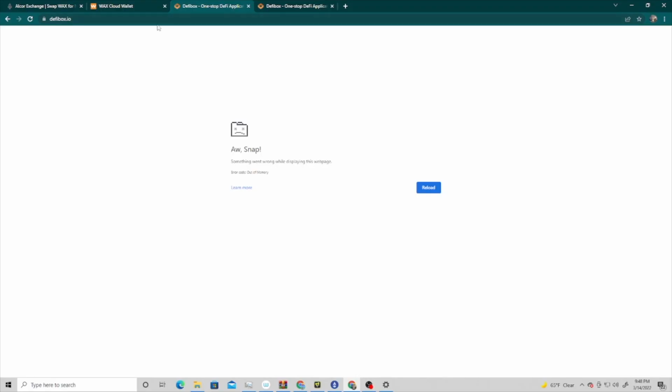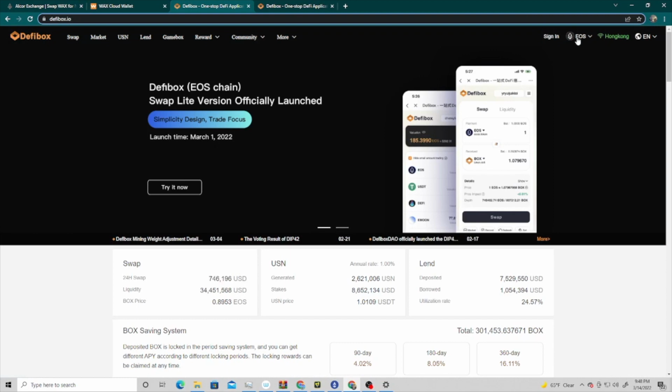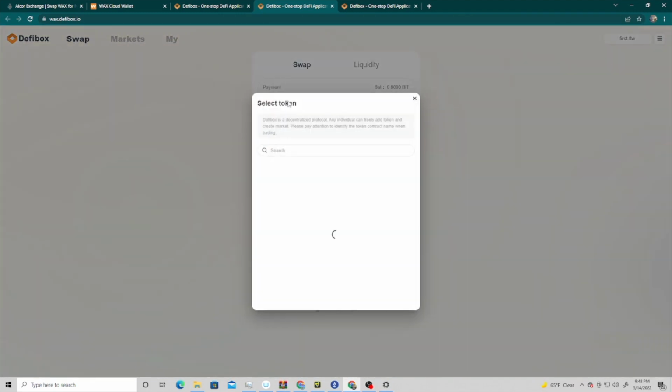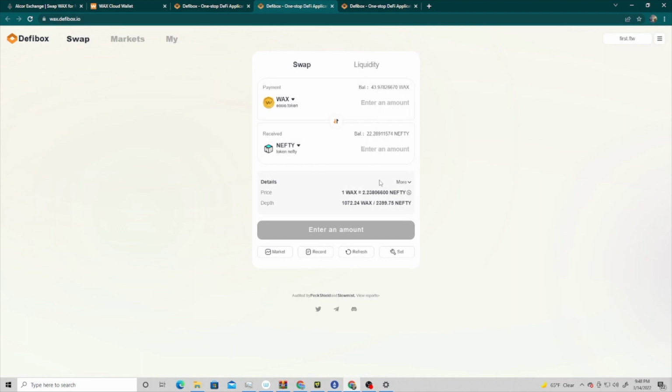If we go instead though to defibox.io, and then up here, by default, it's on the EOS blockchain as well. We change to the Wax blockchain. This is another swap protocol. It only has the swap. It doesn't have the limit trading market, but on this platform, you can do trades between assets that don't have direct pairs. So you could do, for example, Wax against Nifty token, and there's a direct pair here.